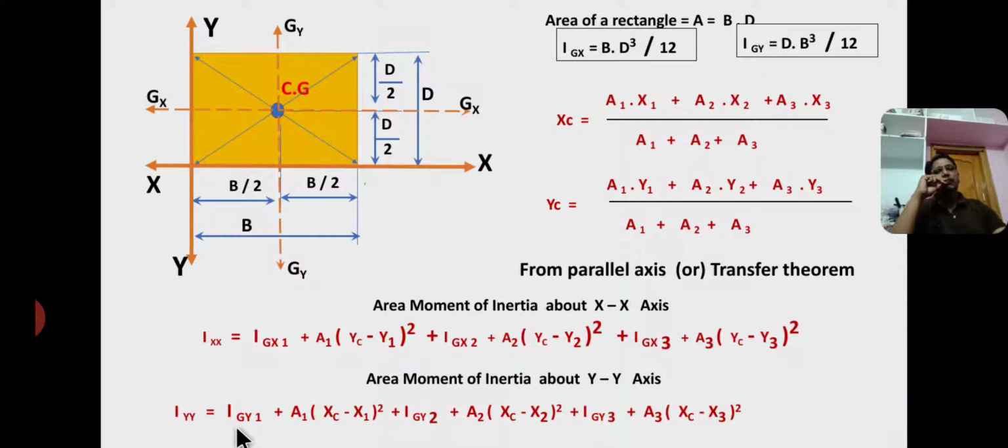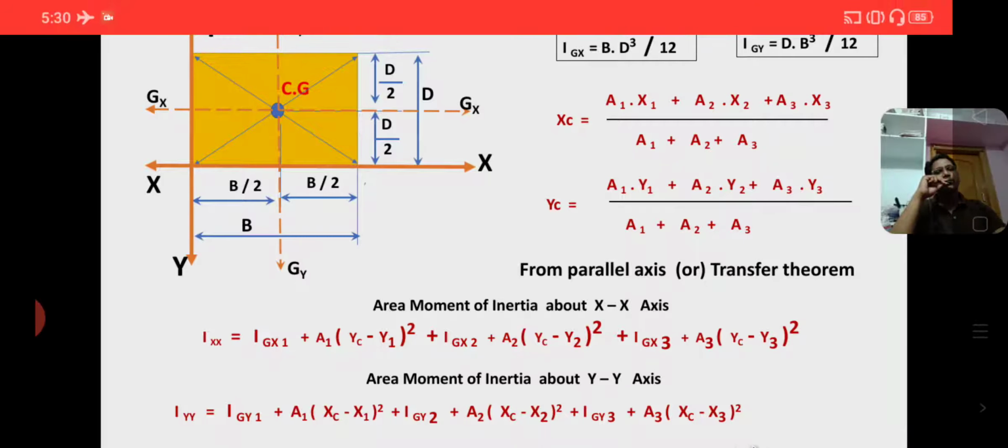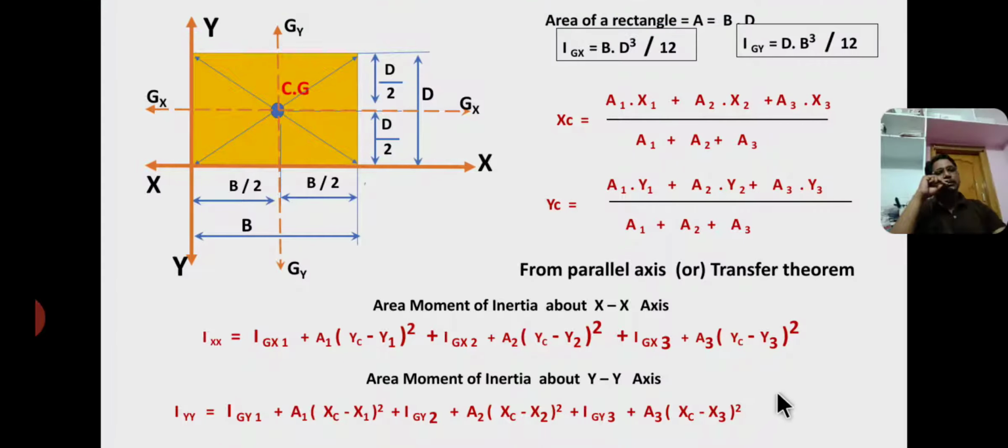Here Igy is equal to DB cube by 12. So the area moment of inertia about the centroidal y-axis is DB cube by 12, and area equals B into D, base into depth, whereas xc equals A1 x1 plus A2 x2 plus A3 x3 by A1 plus A2 plus A3. x1, x2, x3 are the distances of the centroids from the y-axis.